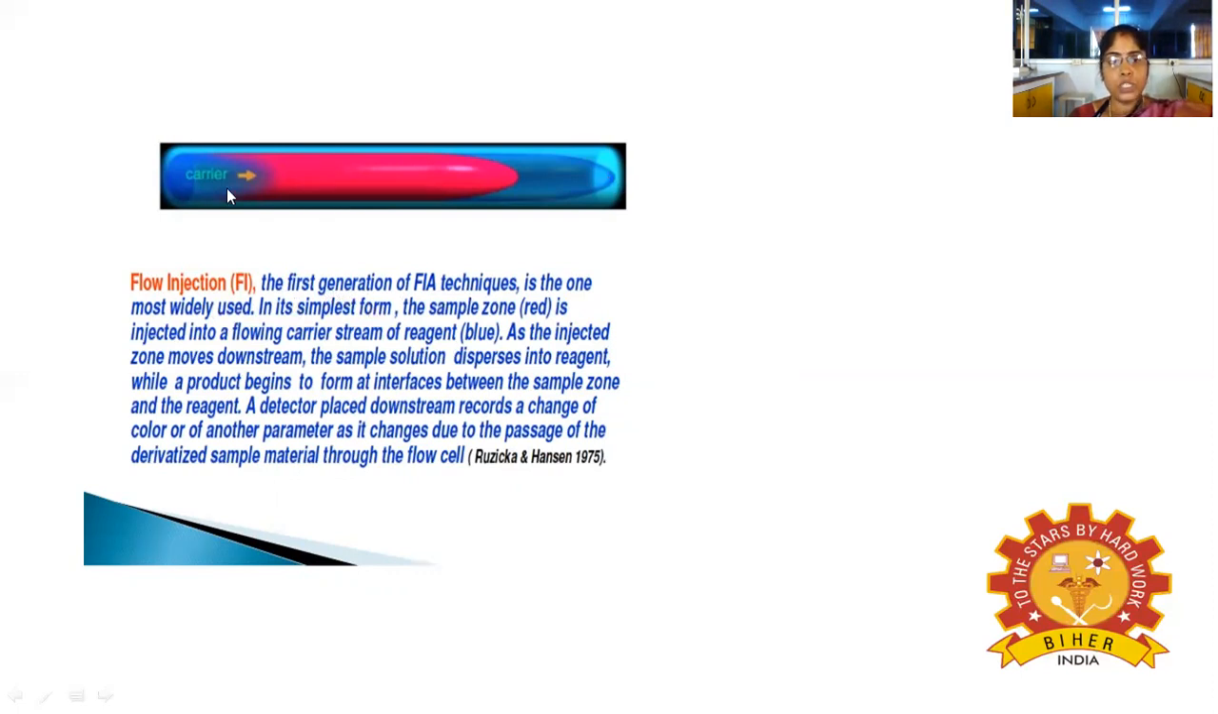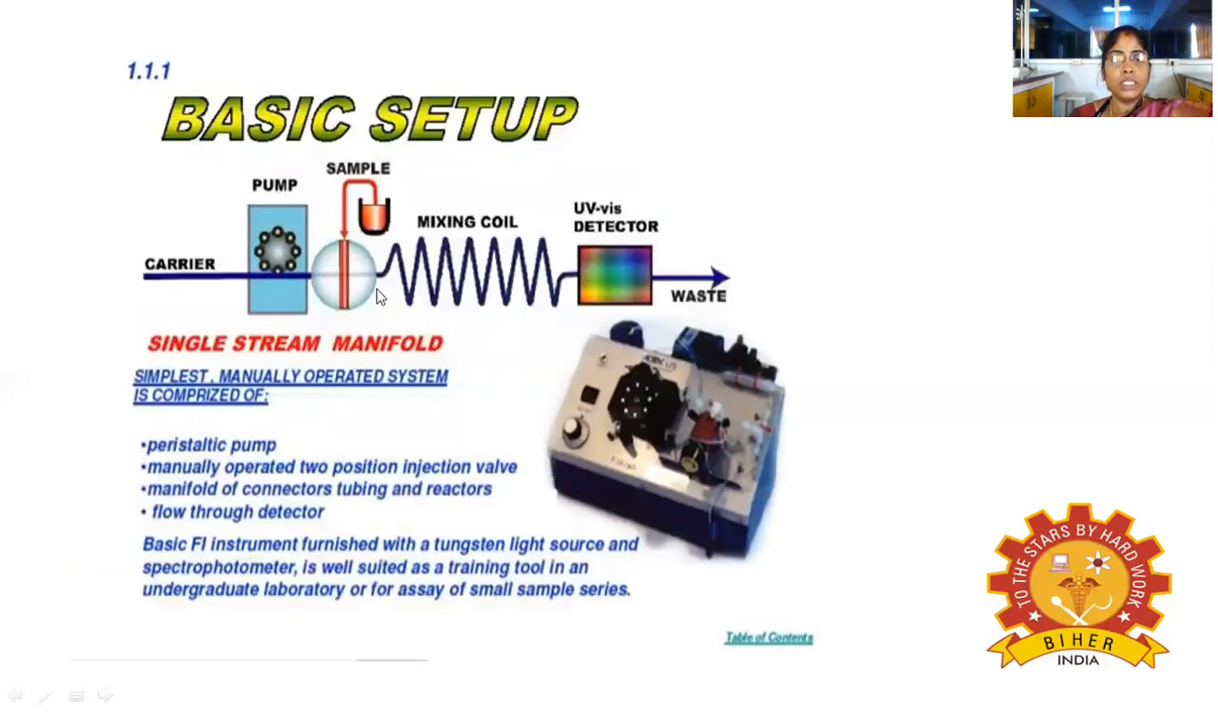Here the sample zone is mixed with the carrier in the mixing tank and moves downstream, so that the sample solution gets dispersed while the product is formed. This is taken to the detector, which records a change in color or another parameter and gives you the display value as a digital value through the flow cell. So how is this instrumentation or basic setup made up?